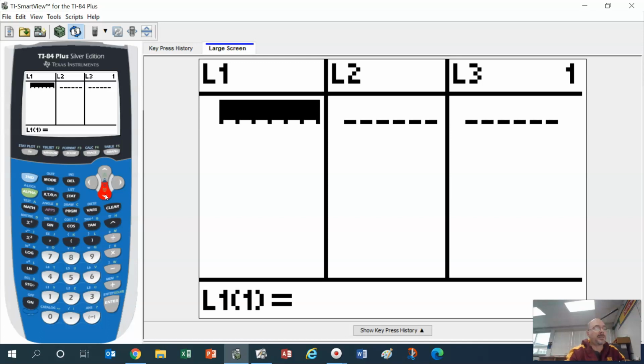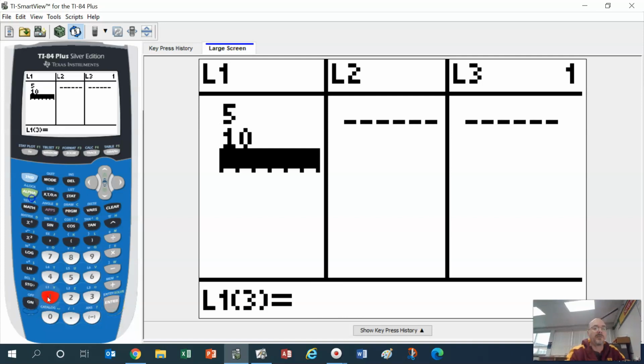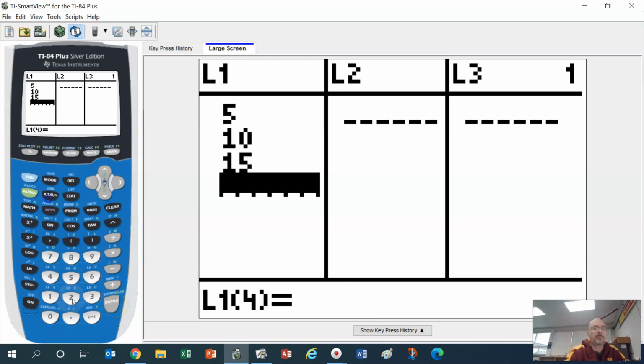All right, I'm going to type these numbers in, so it's real easy. It's 5, 10, 15, 20, and 25.